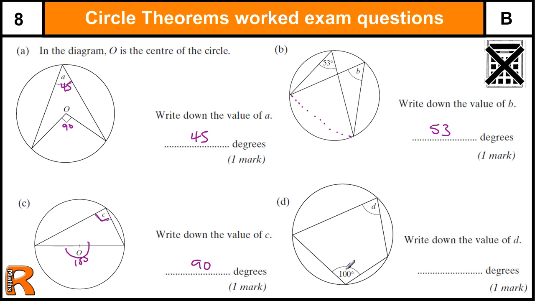And here we have a cyclic quadrilateral. All the vertices are on the circumference of the circle, so that makes opposite angles add up to 180, so D is going to be 80. And when you're just stating the reason, you've got to explain that rule for each one.